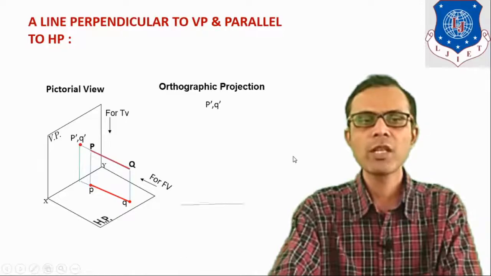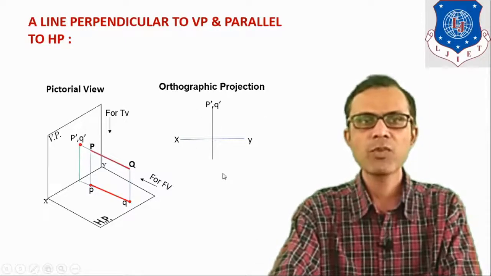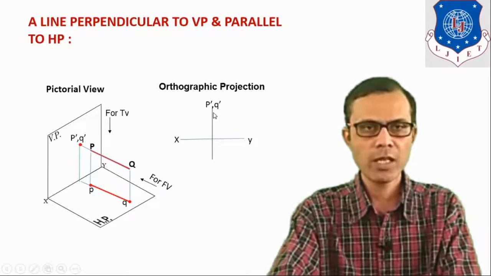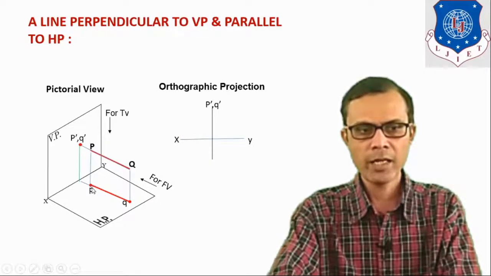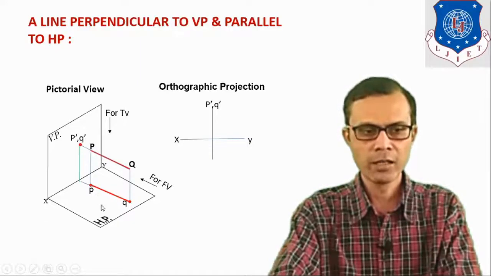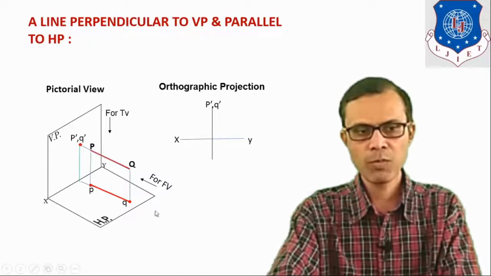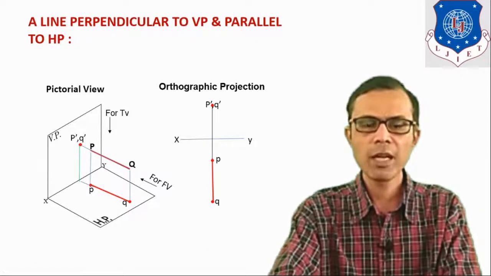Now we will draw its orthographic projection. With reference to the XY line, first draw the XY line, then draw its projector. On this projector, the front view is P dash Q dash, and from this we will take the projection. When HP is rotated in clockwise direction by 90 degrees, the top view will move below the XY line with the same distance. So it is the top view PQ for the given line.